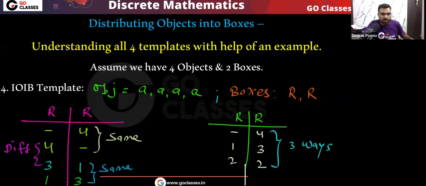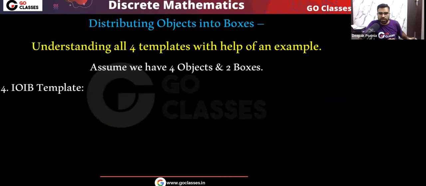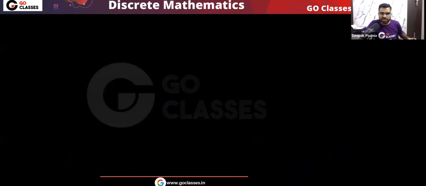Nothing else is possible, because remember, if you say that, okay, three elements here, one element here, now this and this, they will be same. Do you agree with me? This and this, they will be same. So that is the reason I am saying that the answer will be only three ways. So I hope you understood all four different templates of distributing objects into boxes.